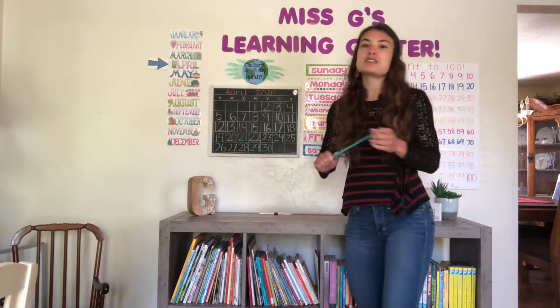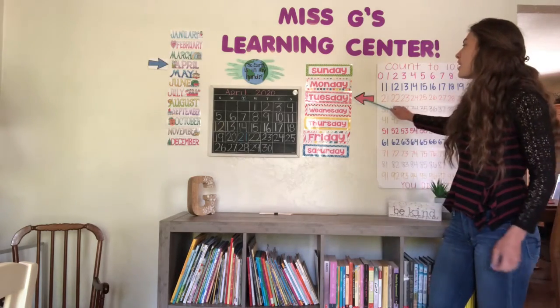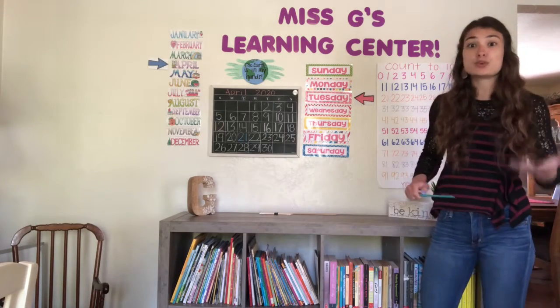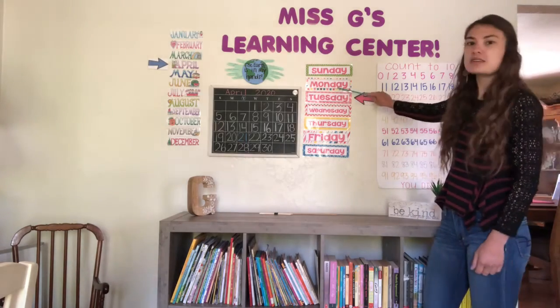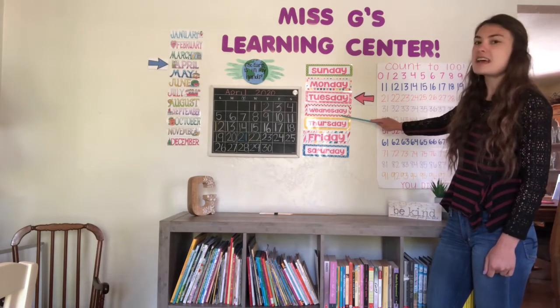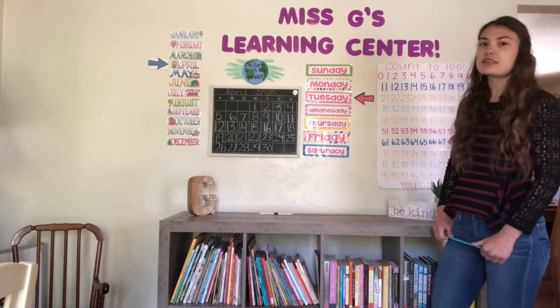Let's go ahead and move on to our days of the week. We see our arrow is pointing to Tuesday because we know that today is what day? Today is Tuesday. We see that yesterday was Monday. Today is Tuesday. Tomorrow is Wednesday. Very good. Let's sing our days of the week song.